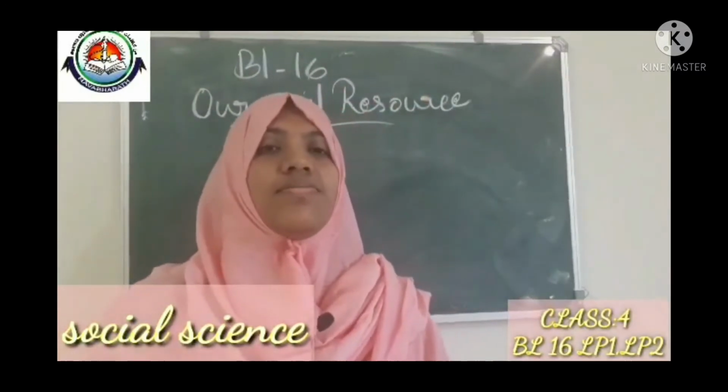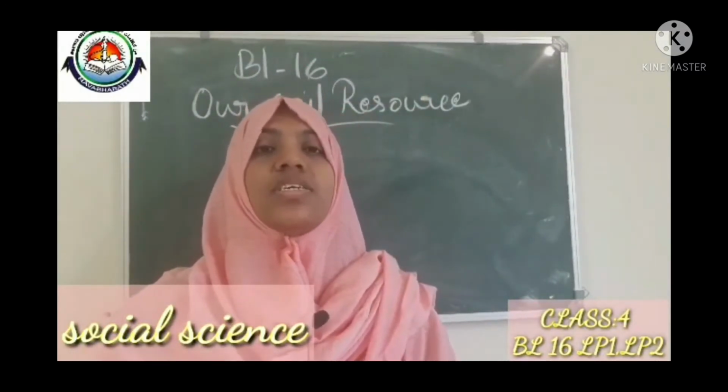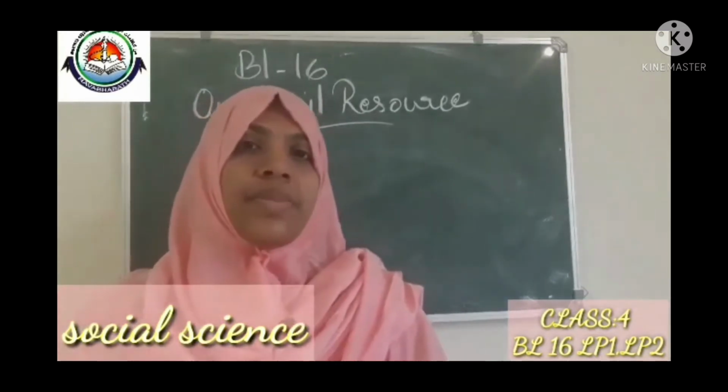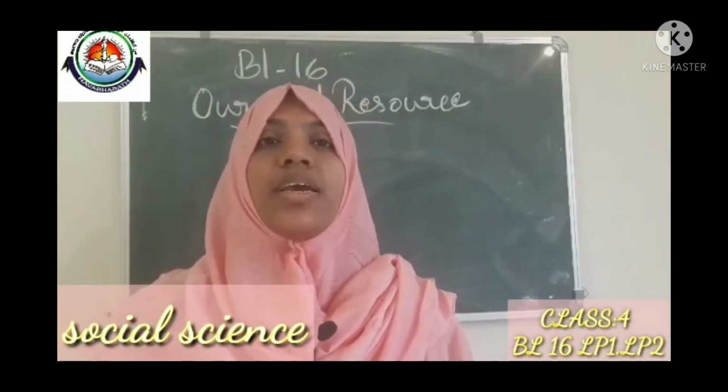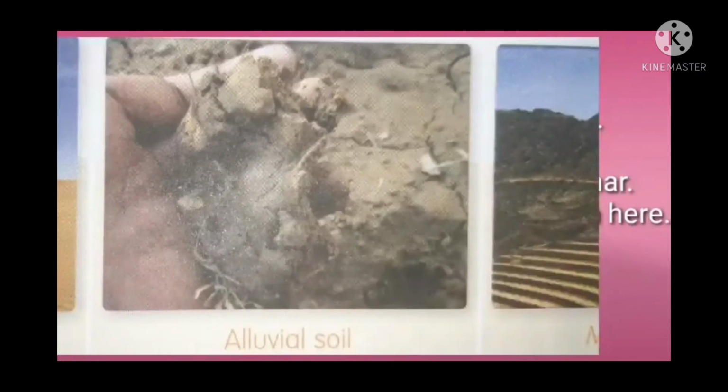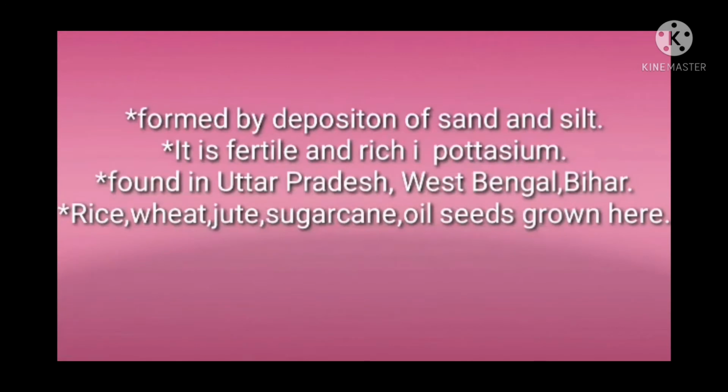In this lesson, we will learn about the characteristics or features of different types of soil. Let's discuss the characteristics of each type of soil. First, alluvial soil. Alluvial soil is formed by the deposition of sand and silt by rivers along their banks. This soil is found mostly in the northern plains of Uttar Pradesh, Bihar and West Bengal. It is very fertile and rich in potassium. Crops grown on this soil are rice, wheat, jute, sugarcane and oil seeds.